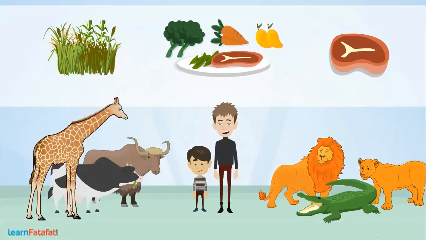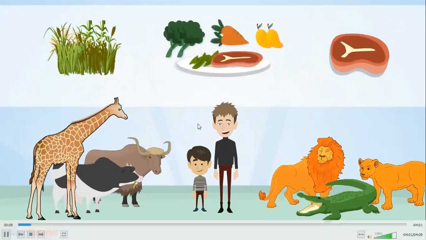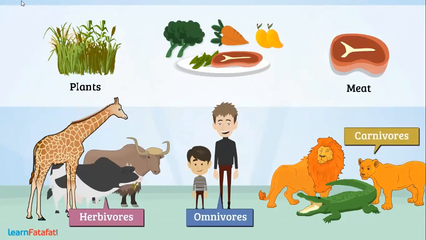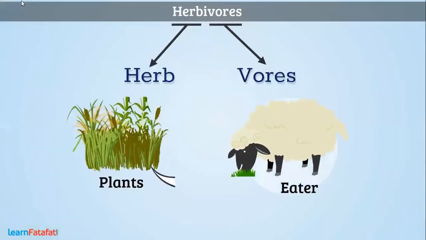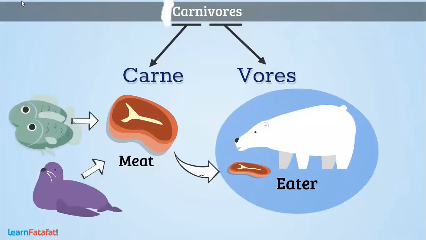Every living organism needs food for energy and maintenance of life. Animals obtain their food either from plants or by eating other animals. Different animals have different food. Those which eat only plants are herbivorous animals. Those who eat other animals are carnivorous.